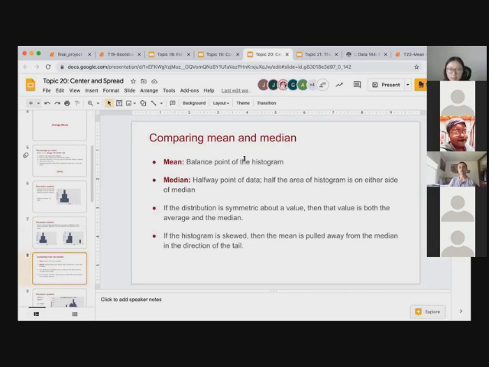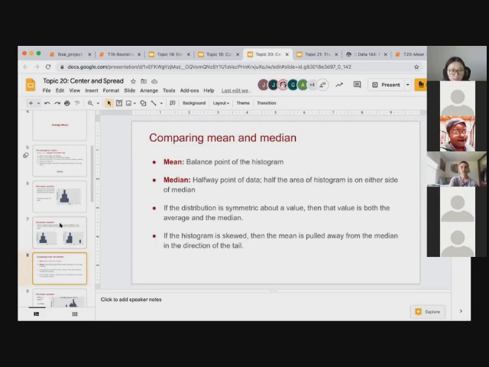So here we have a summary slide. The mean is the balance point of the histogram. The median is the halfway point of the histogram or the data. If the distribution is symmetric, then the mean and median are the same, so you can use whichever to describe the center. If the histogram is skewed, meaning that it's not symmetric, then the mean is pulled away from the median in the direction of the tail.